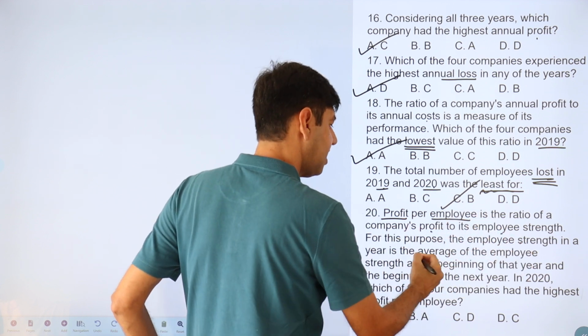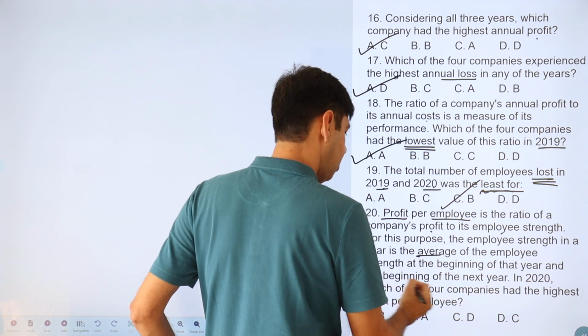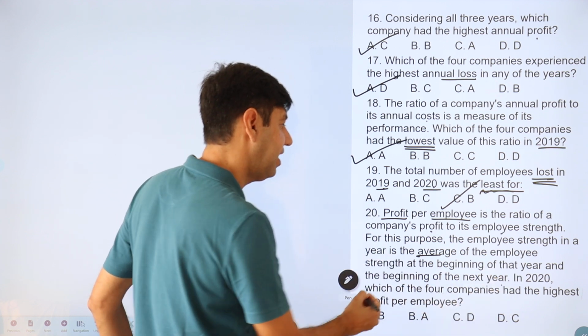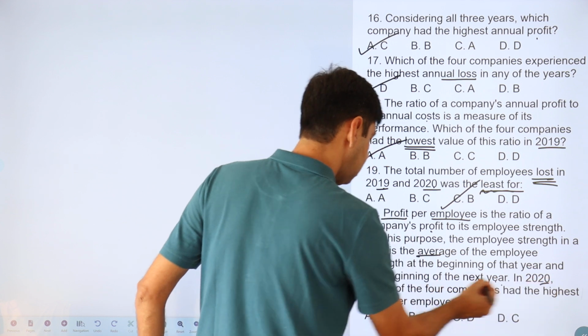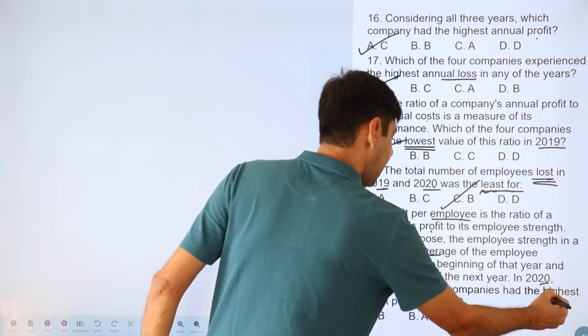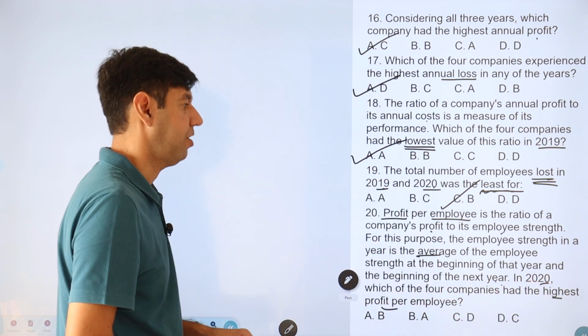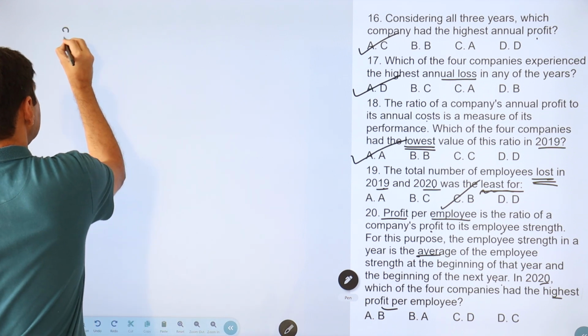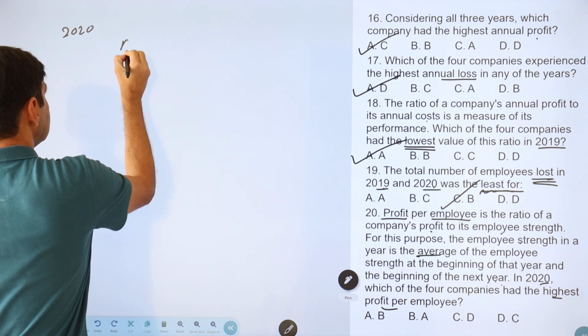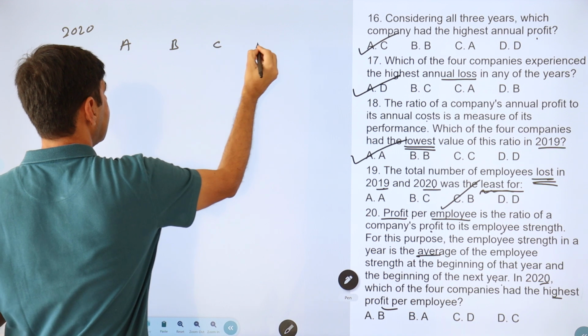And the last question: the profit per employee is the ratio of profit to the employee strength, and the employee strength is the average of the employees at the beginning of the year and the beginning of next year. So in 2020, which of the 4 companies had the highest profit per employee? So I am looking only for 2020. Last question, so I'm looking at profit per employee.